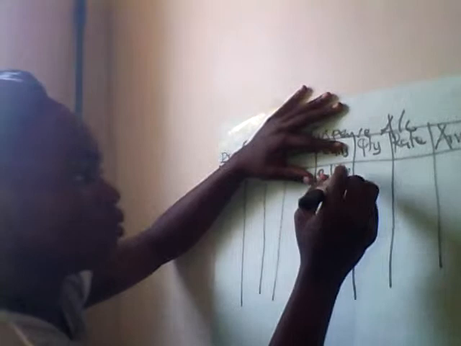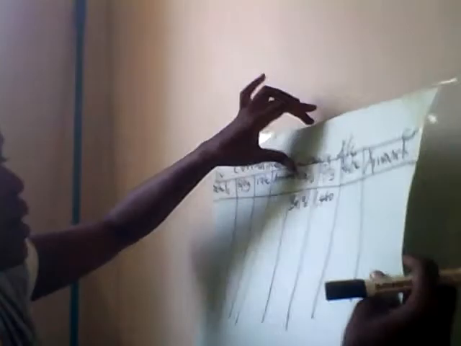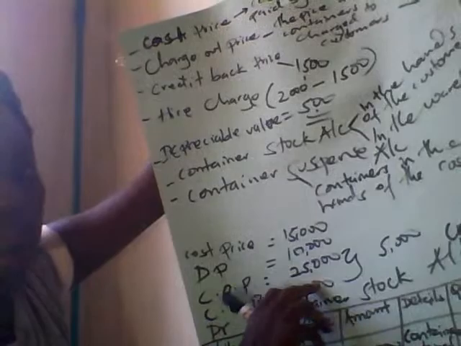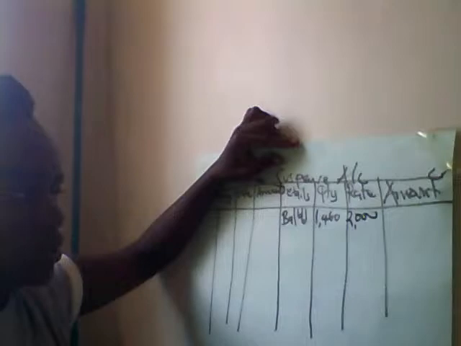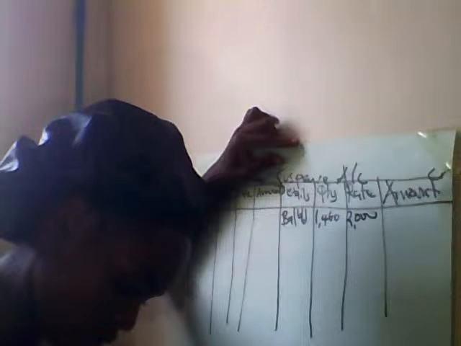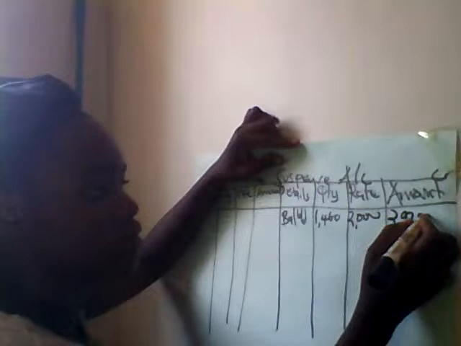Then in this account, we use the credit back price as our rate on most of the things. This, the 2,000, because it's what you're supposed to give to the customers when they bring back the thing. So 2,000 is what you put. Then you get this times this. So 1,460 times 2,000, which is 2,920, like that.